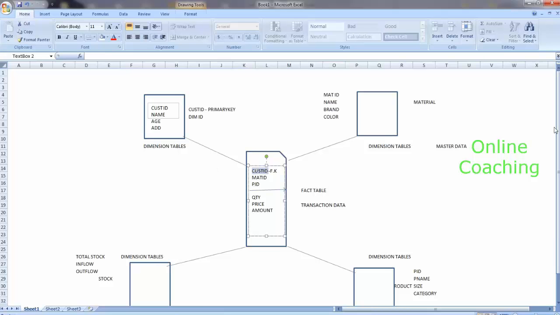Guys, is it clear for everyone? What is a dimension table? What is a fact table? And how are the dimension table and fact tables related to each other?